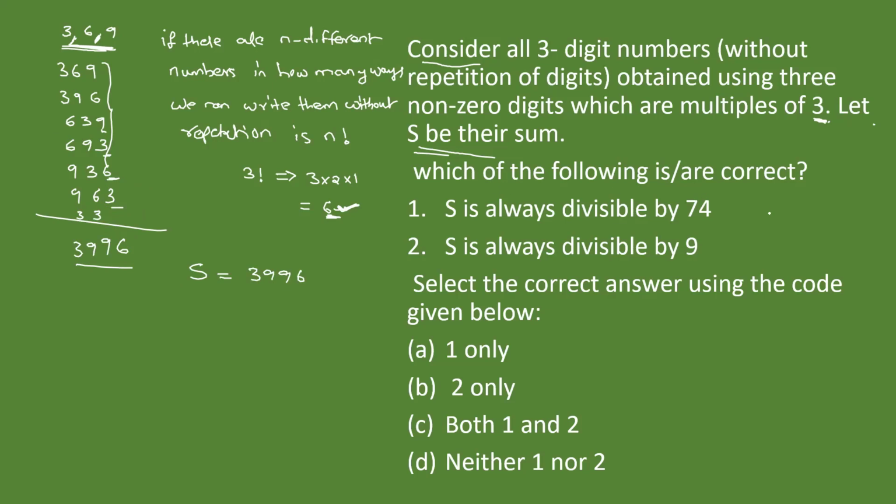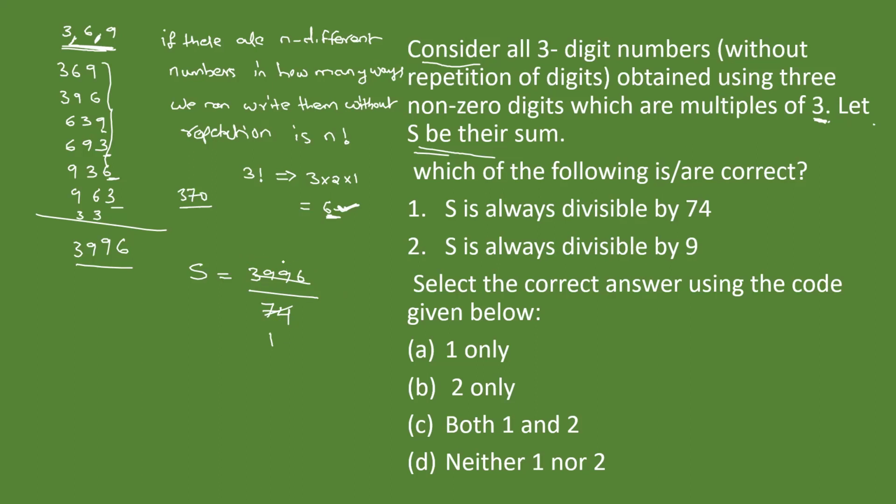Now, which of the following is or are correct? S is always divisible by 74. Now, we need to check whether this is divisible by 74 or not. It is up to you. You can go with any method which you know and try to solve it. You can go with the table of 74 also, no problem. I will go with the 74 table only and try to find the answer. 74 ones, 74 fives is 370, right?